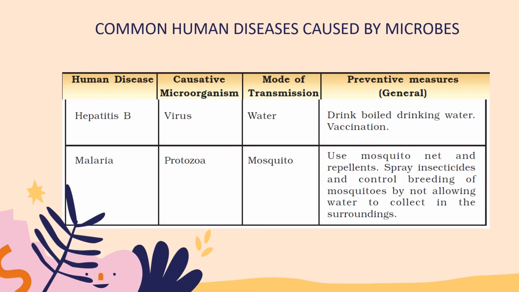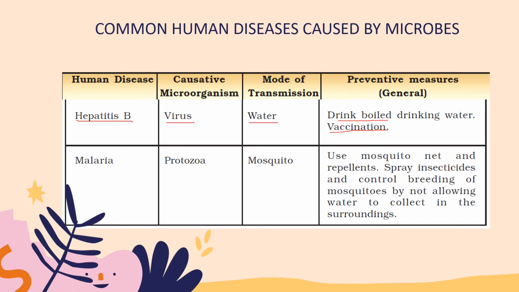Other disease in this bracket is Hepatitis B. It is again a viral disease and the virus name is HBV, which is Hepatitis B virus. The mode of transmission is water and the general preventive measure is to drink boiled water and get vaccinated. So we have a vaccination developed for Hepatitis B.